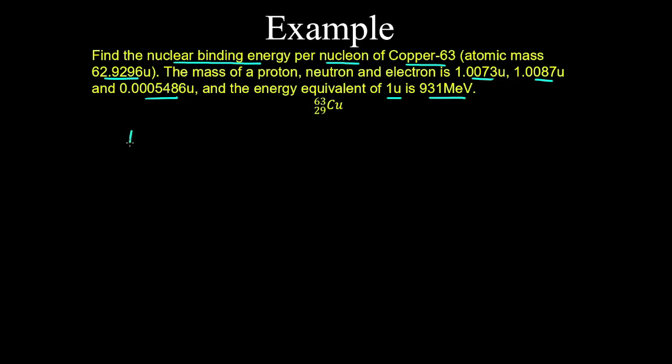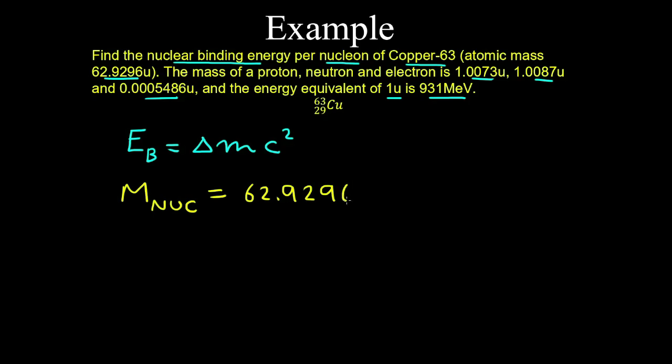So recall the nuclear binding energy is the mass defect by the square of the speed of light, and the atomic mass of the nucleus of copper 63 is the atomic mass minus the mass of the electrons. So here we have 29 protons, so a neutral atom will also have 29 electrons.